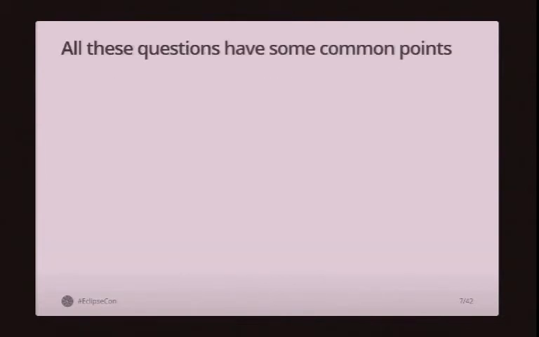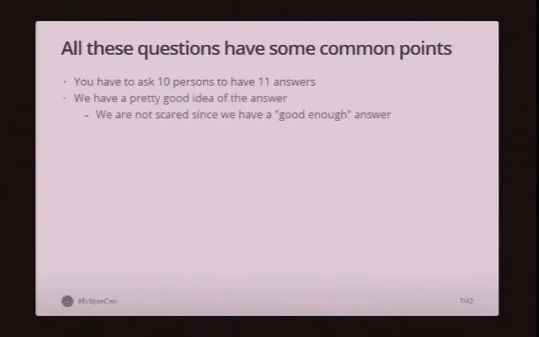While trying to figure out some answers to those questions, I quickly realized that all those questions have some common points. First of all, you have to ask ten people to get eleven answers. And if I want to know all the APIs of all the Eclipse release train, I need to talk to hundreds of persons, and I still won't have a really good answer. We all have a pretty good idea of the answer, and since we have this pretty good idea, we're not scared by this problem, really.